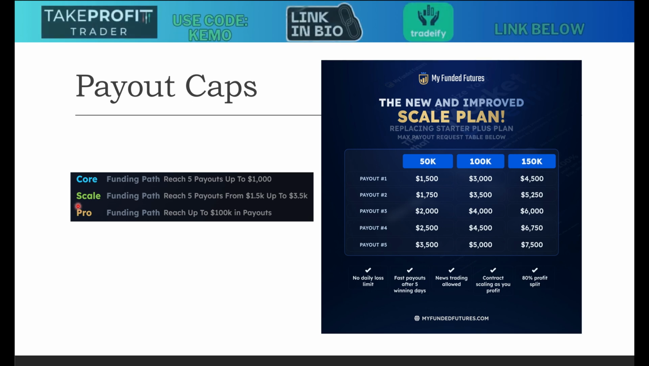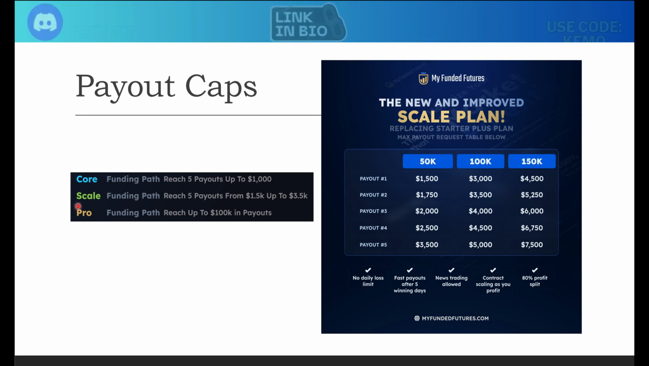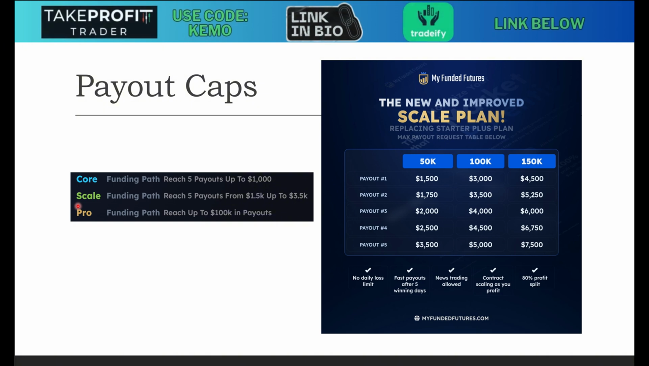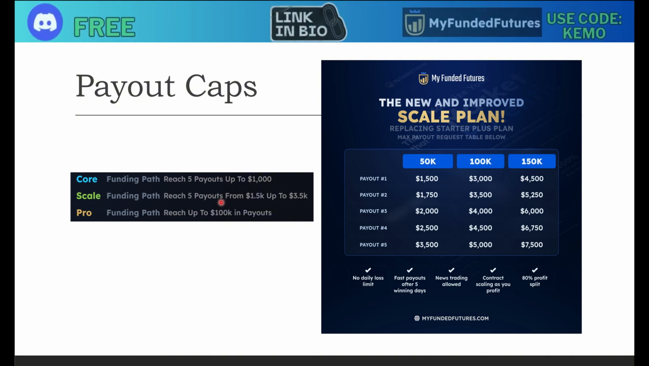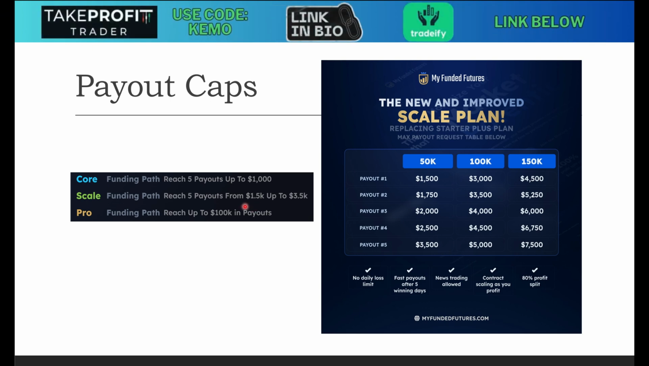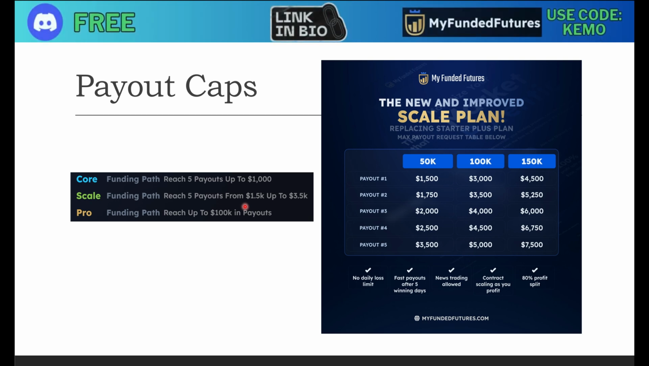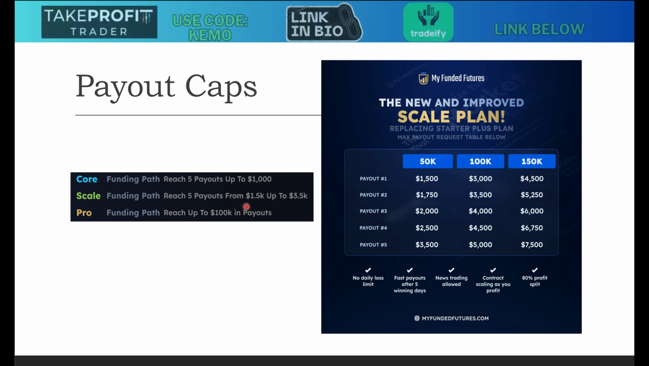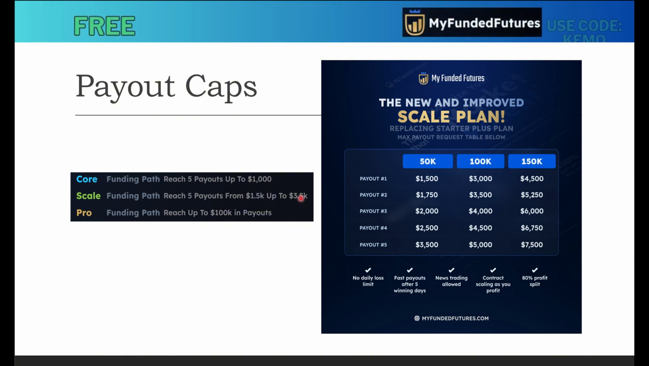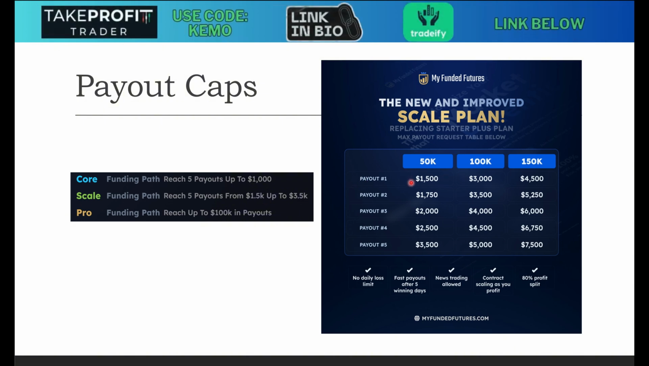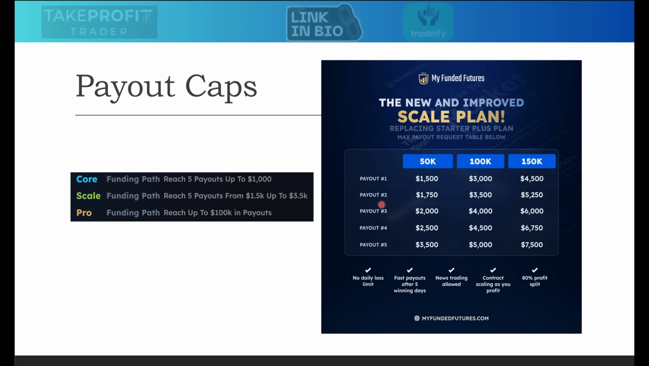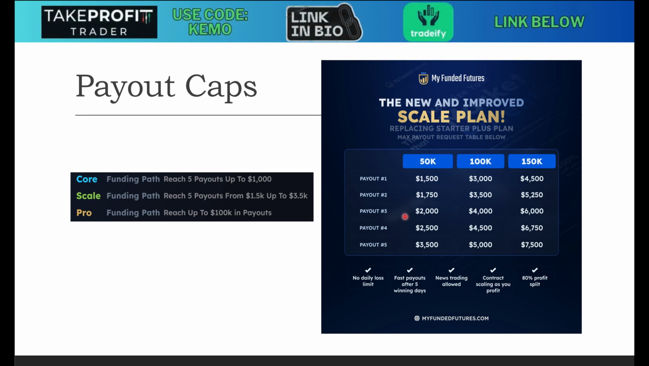Now, if you are wanting to hit some home runs, if your trades are a bit bigger and you have a trading plan in place, you have a strategy and all of that, you can go with the scale plan because it allows you to trade higher, which allows you to trade confidently and take more profit home. And here is the payout structure for that scale plan, and it goes anywhere from $1,500 all the way up to $3,500, and it increases with every payout request you make to MyFundedFutures.